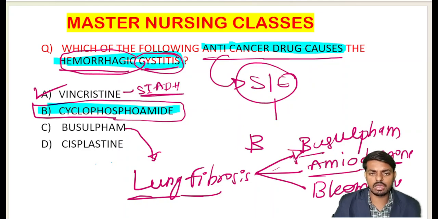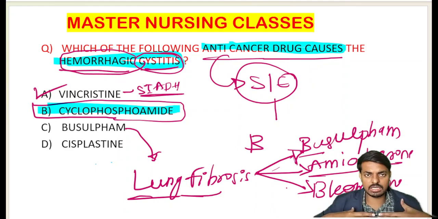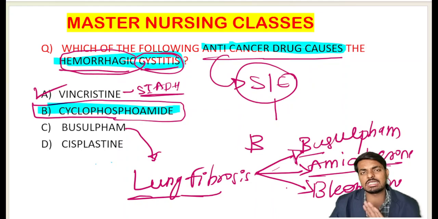So we need to assess the function of both lungs' expansion together. How will we assess lung fibrosis? We will assess the expansion of the chest with symmetry, meaning both sides of the chest should inflate simultaneously and similarly, and then deflate. This is how we assess chest symmetry.